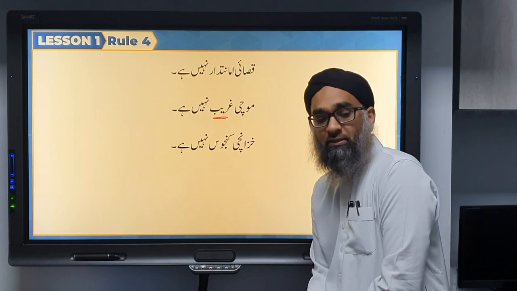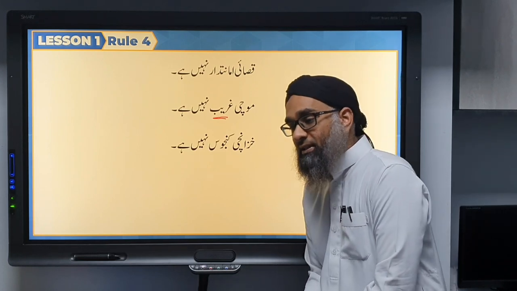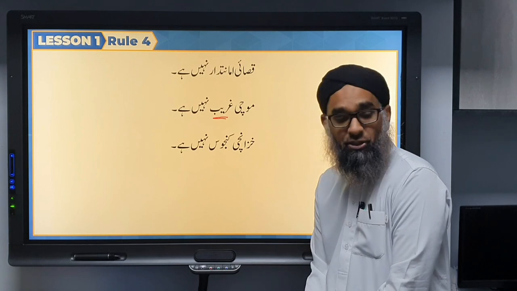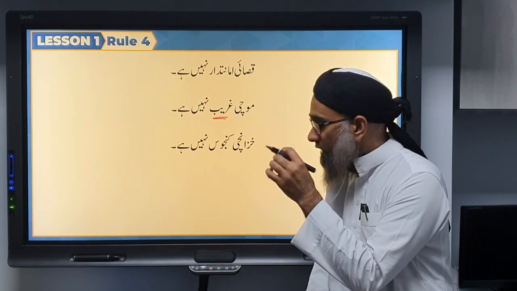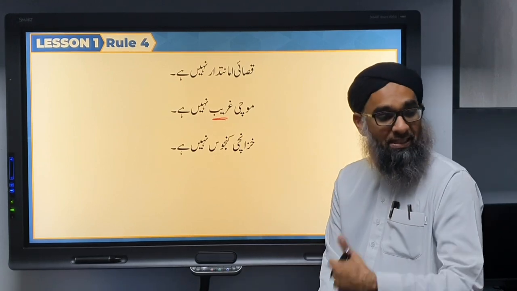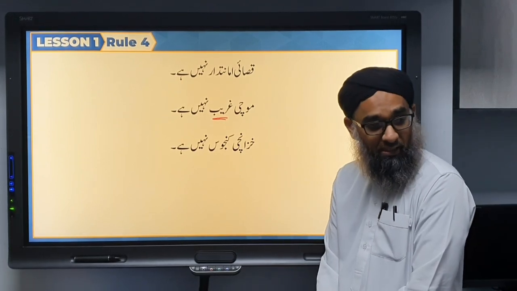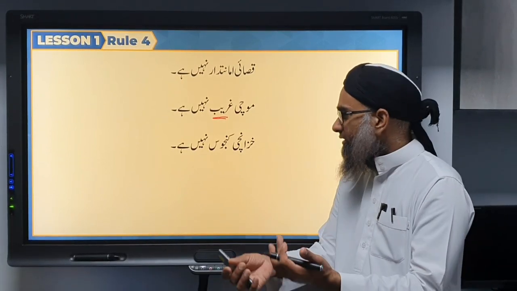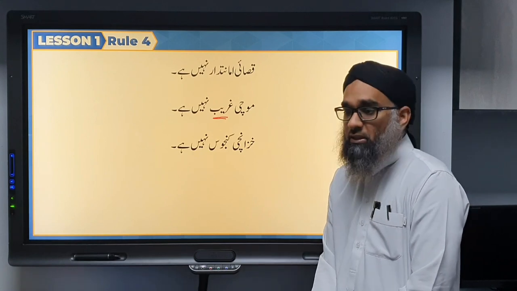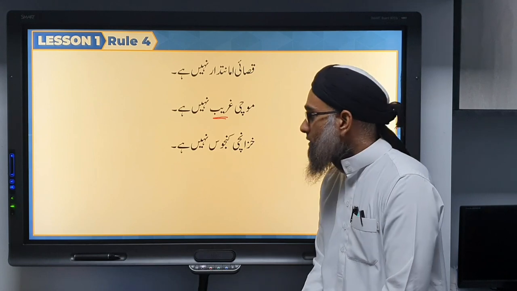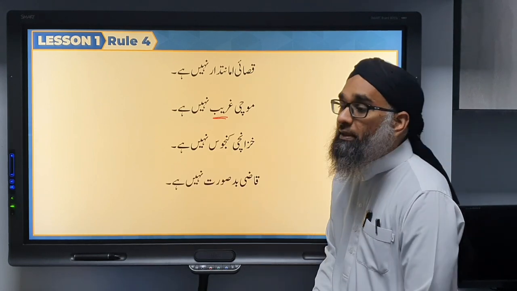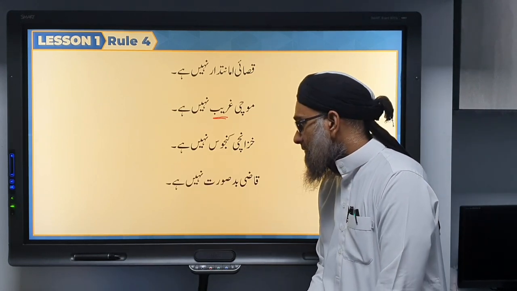Khazanchi. Khazana, what's khazana meaning even in Arabic? Treasure, treasury. So khazanchi. Chi is like mochi. The chi at the end means, again, the one who is in charge of a khazana. So khazanchi is a treasurer. Kanjus, stingy. So khazanchi kanjus nahi hai. Next one. Qazi bad surat nahi hai.